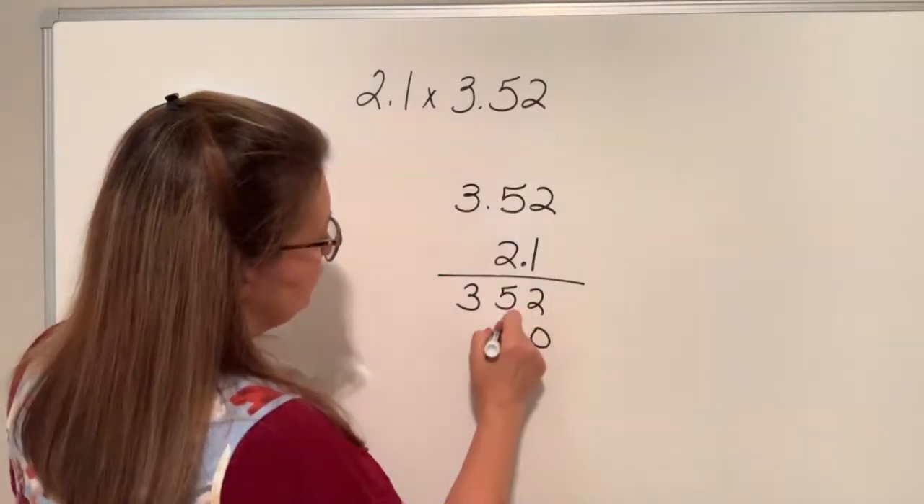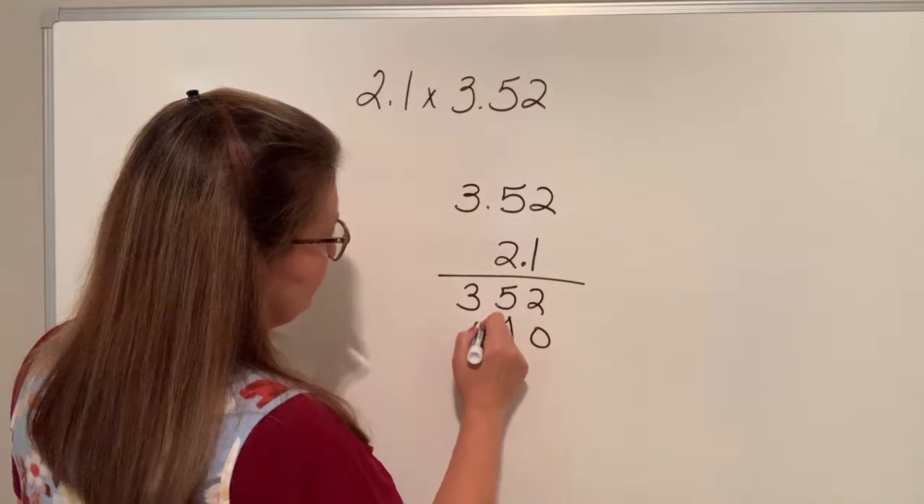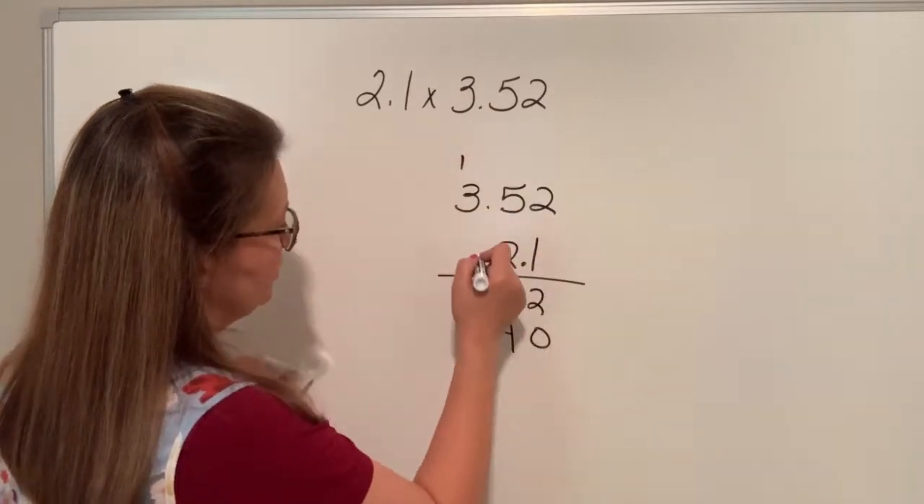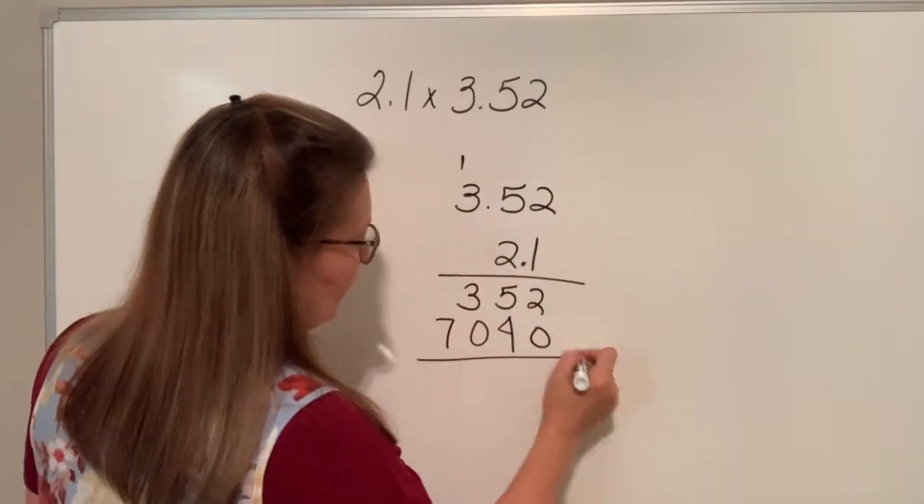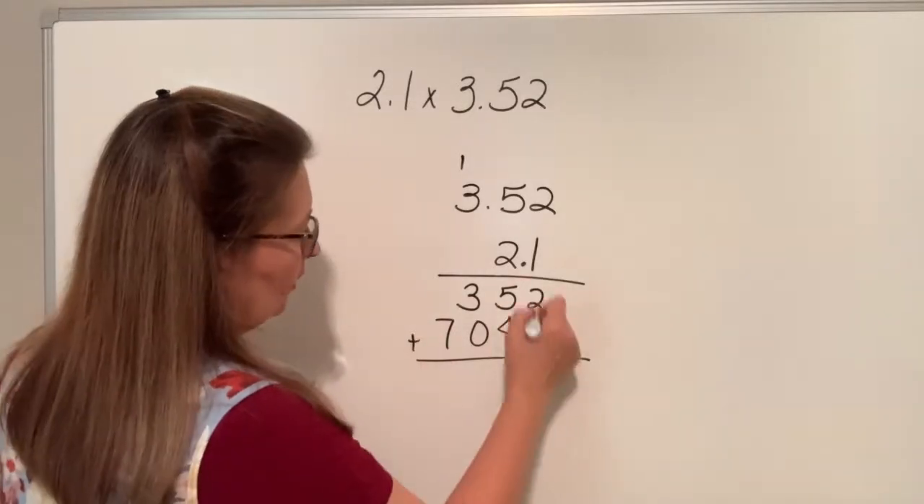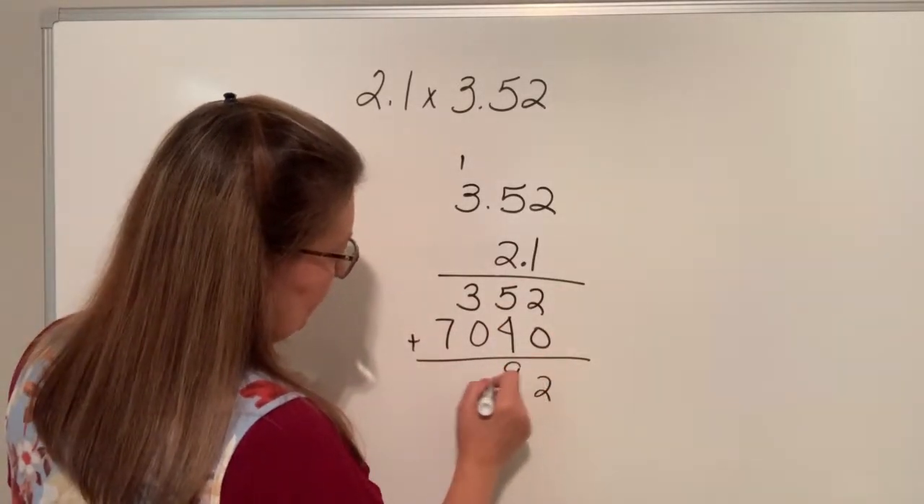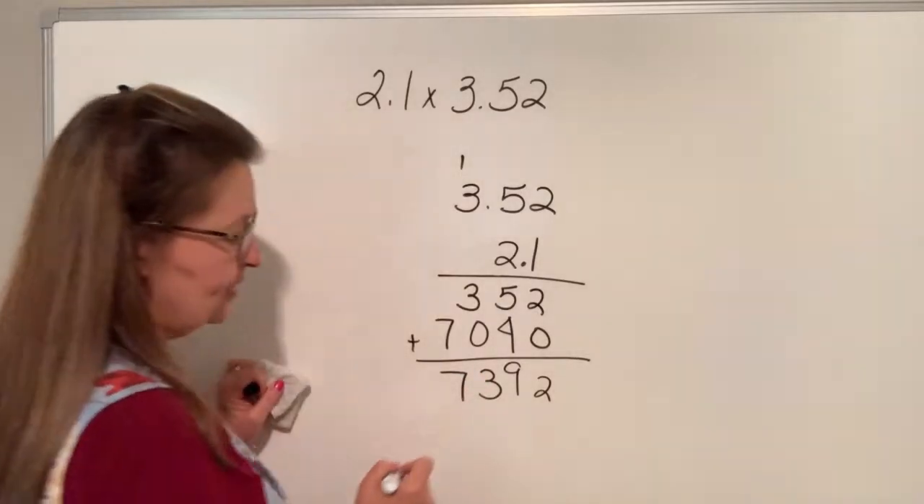All right, 2 times 2 is 4. 2 times 5 is 10. Carry my 1. 2 times 3 is 6, plus 1 is 7. And then I'm going to add: 2, 9, 3, 7.